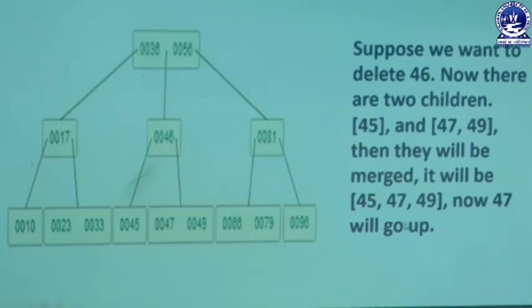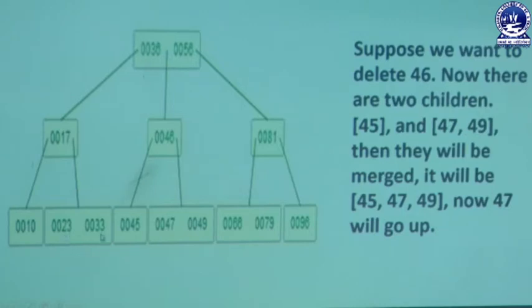Here I have represented a small structure of B tree to show you how the deletion operation is performed. Here you can see that the root node consists of two values, 38 and 58. At the left side, the child contains 17. At the middle one, the node contains 48. And at the right side, the node contains 81. And 17 is the parent. The leftmost child contains 10, and at the right side, it contains 23 and 33.